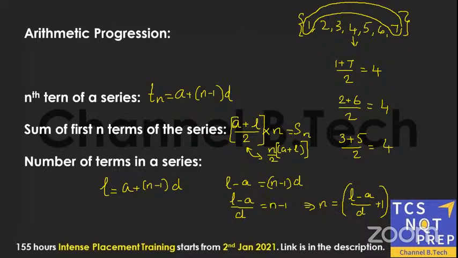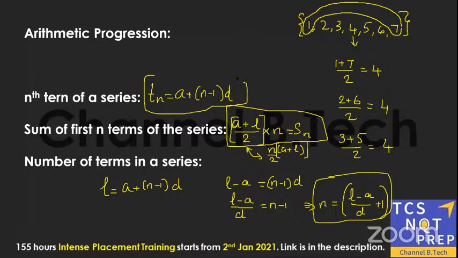So this is how we find the number of terms in an arithmetic progression. This is how we find the sum of n number of terms in an arithmetic progression. This is how we find the nth term of an arithmetic progression. These three formulas are very important.